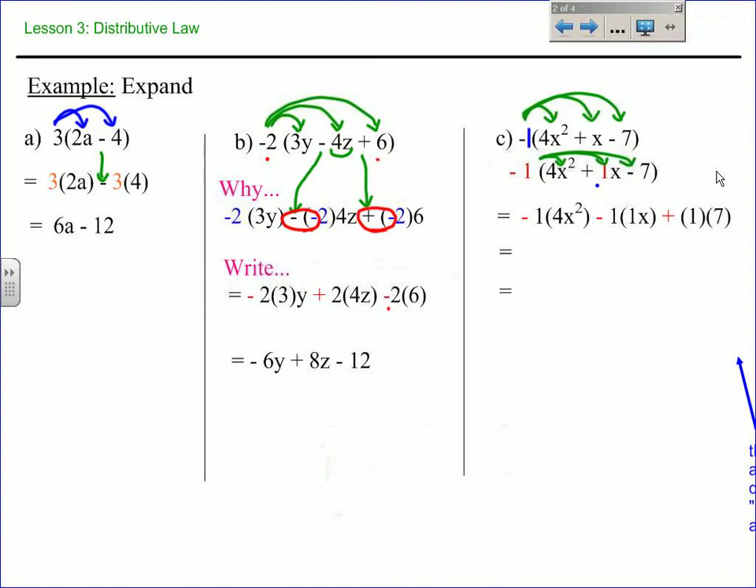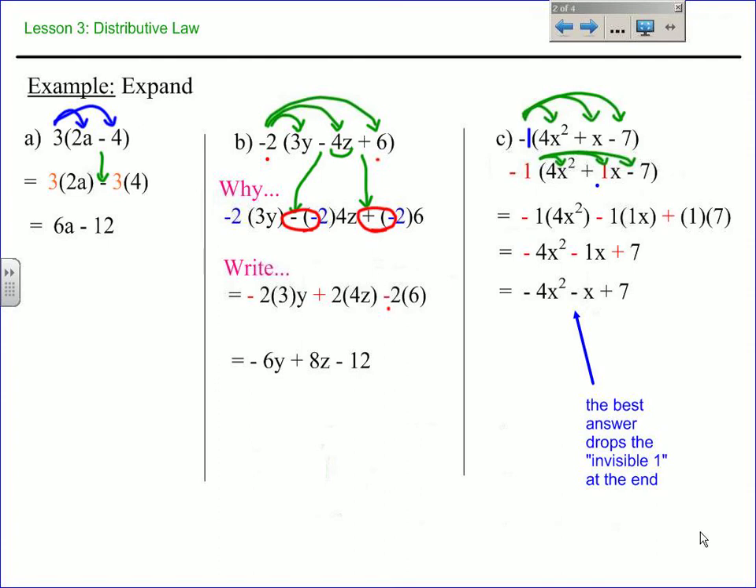From here, all you have to do is multiply, which is easy to do, because multiplying by 1 is not that tricky. The numbers don't change. So you're left with negative 4x squared minus 1x plus 7. Now, technically, this question is finished, but it has something extra that we don't really want. The best possible answer is at the end then to drop out that invisible coefficient of 1. And as I said here, the best answer is going to drop the invisible 1 at the end.